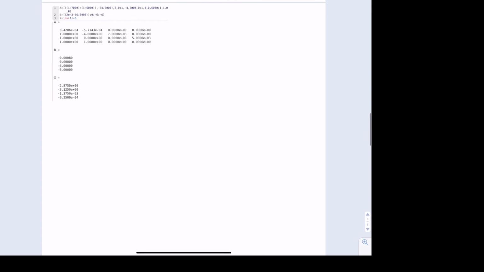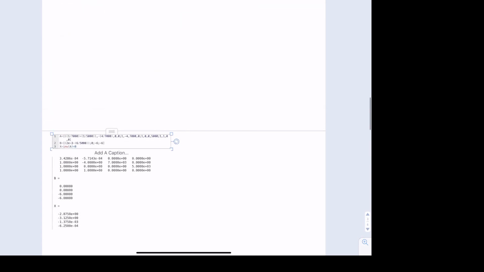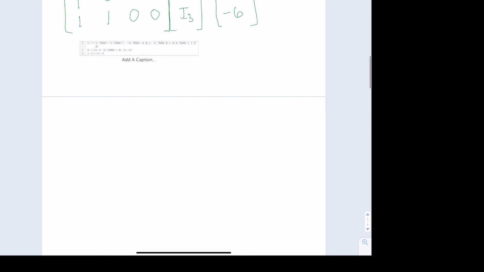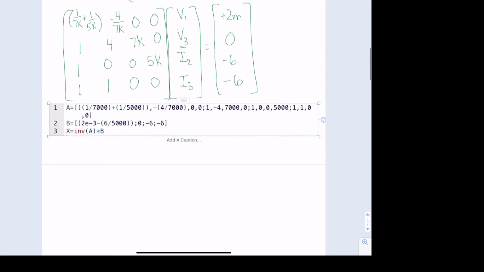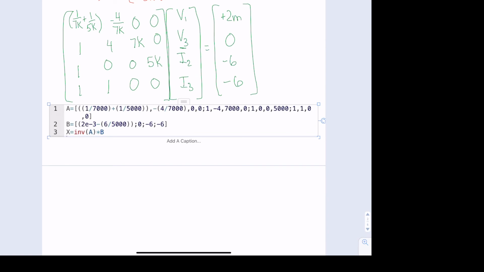So from here I can plug this into MATLAB, and I'll make this a little bigger so you can see. So you can see that this will be the same. So my first coefficient, this 1 over 7k plus 1 over 5k, you can notice that I multiplied that out with 1,000 for k. And then I have a minus 4 over 7k as my next spot, and then a 0 and a 0.